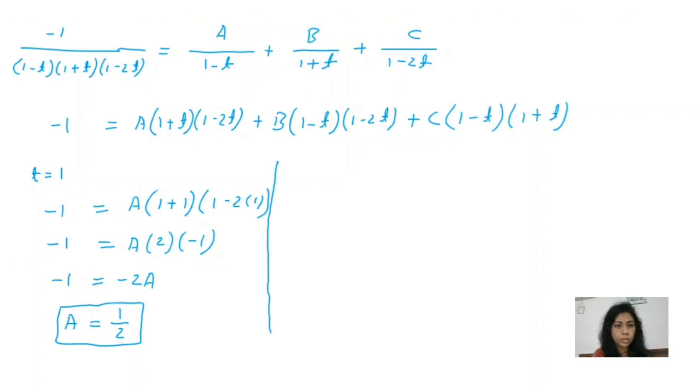When we put t is equal to minus 1, this term will be 0 and this term will be 0.